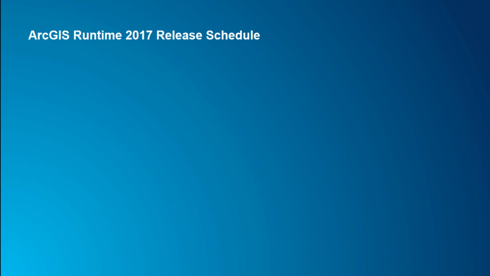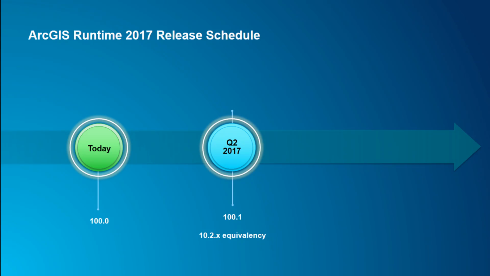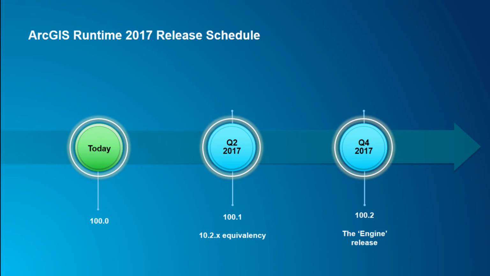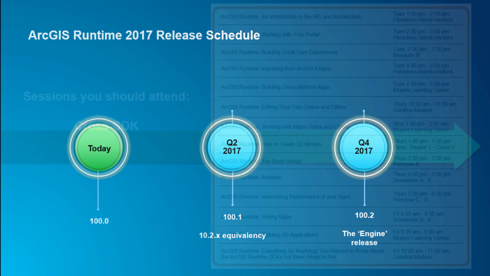And then, as Mike mentioned, we're going through and having a series of updates this year for Quartz. So update 1 is coming in May, and that will focus on equivalency with closing the gaps with 10.2x technology and bringing that equivalency of 10.2x to 100. And then in the fall, we have an update 2, and that should complete what we would call our engine release. That'll complete filling the gaps that we have so that engine developers can now fully begin their migrations and have that support in ArcGIS Runtime.